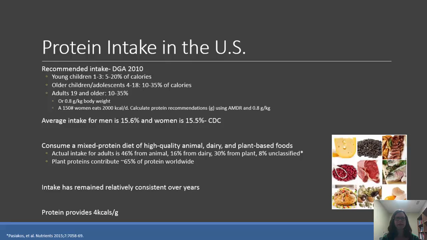Now, another way that we can calculate protein needs is by kilogram of body weight. And in the United States, we recommend 0.8 grams of protein per kilogram of body weight per day.